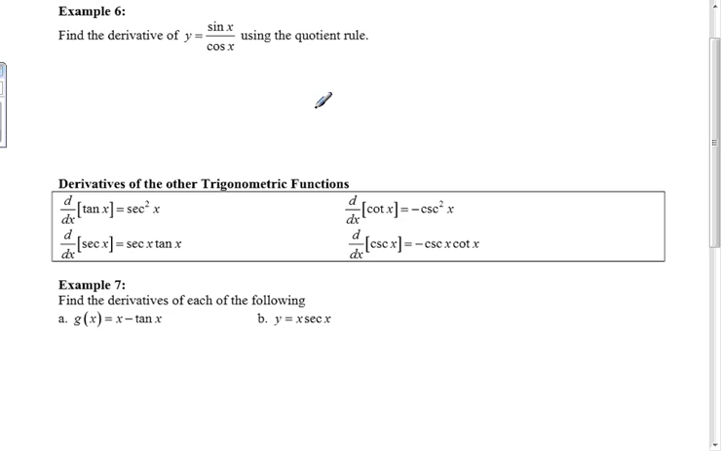Alright, welcome back to another exciting video for our class. We're going to find the derivative of sine over cosine using the quotient rule.